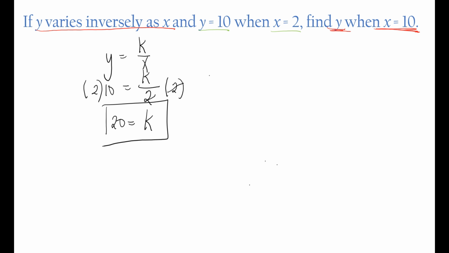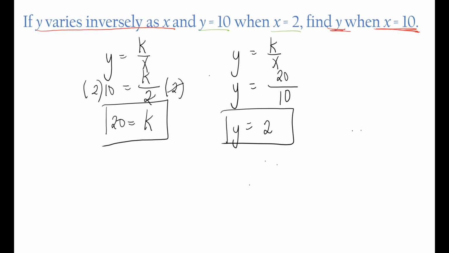Again, we will be using our equation y equals k over x. This time, we will use the constant of variation, or the variable k. We have to find the value of y when the value of x is 10. Using the constant of variation 20, that will be the quotient of 20 and 10. Simplifying this will give us a final answer of 2. Therefore, we may say that y is equal to 2 when x is 10.